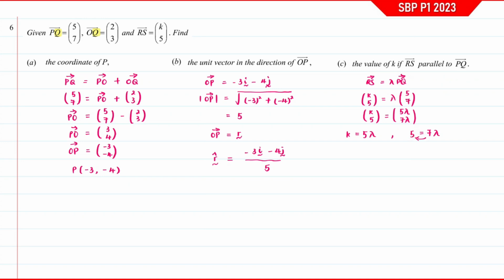So here we're going to move 7 to the other side. Then lambda is equal to 5 over 7. So to find k, we're going to substitute lambda with 5 over 7. So k is equal to 5 times 5 over 7, which is equal to 25 over 7.